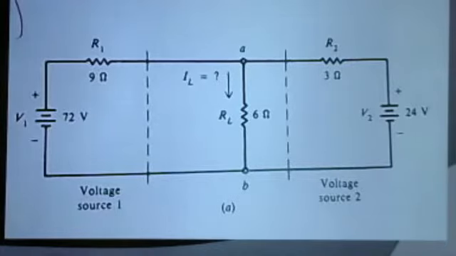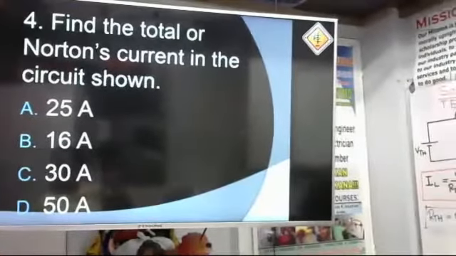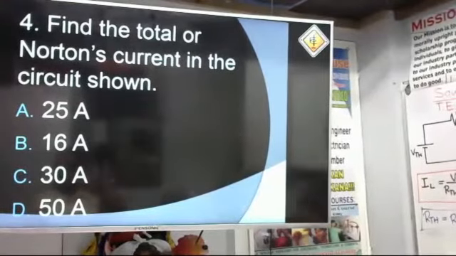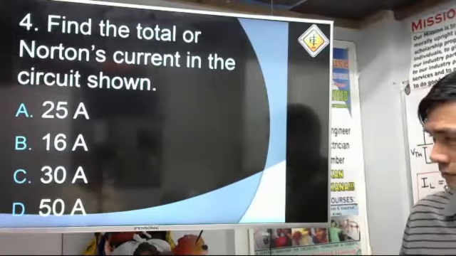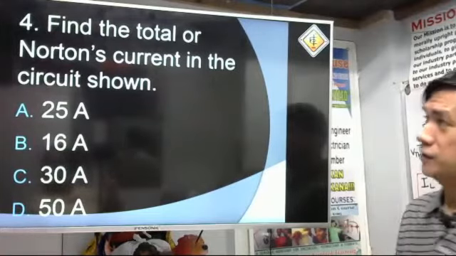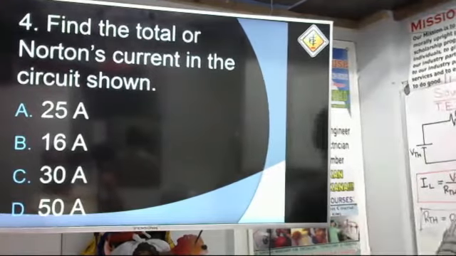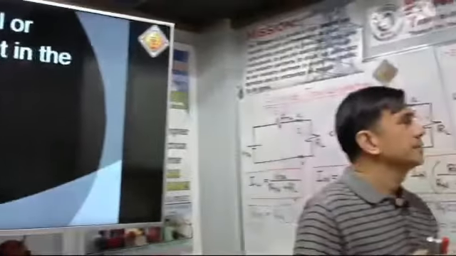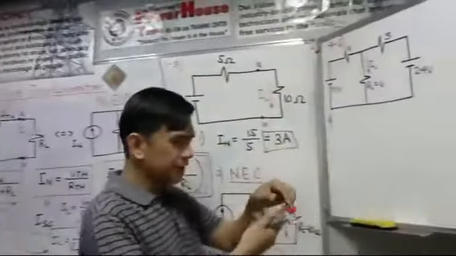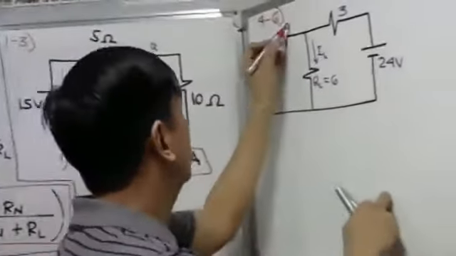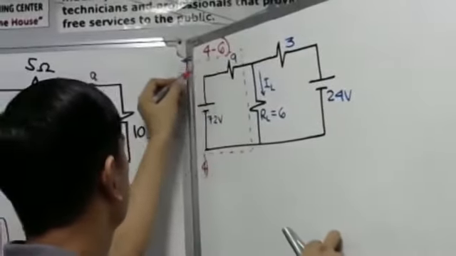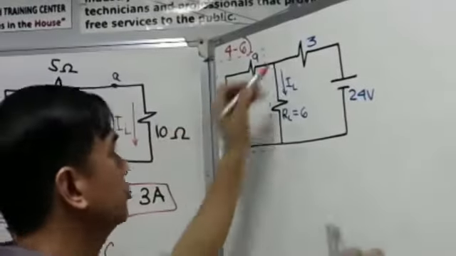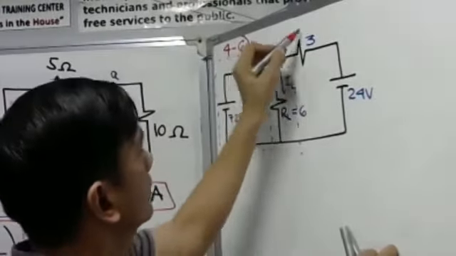Okay. Let's have question number 4. Let's go over question number 4. Find the total or the Norton's current in the circuit shown. What is the Norton's current? The total Norton's current. So, we have here two Thevenin's equivalent circuits. I'll show this with you guys. These are the two Thevenin's equivalent circuits. That is the first one, then this is the second one. Okay.